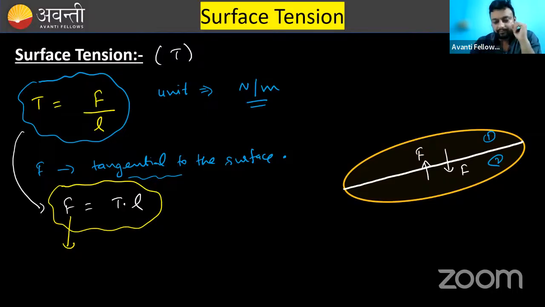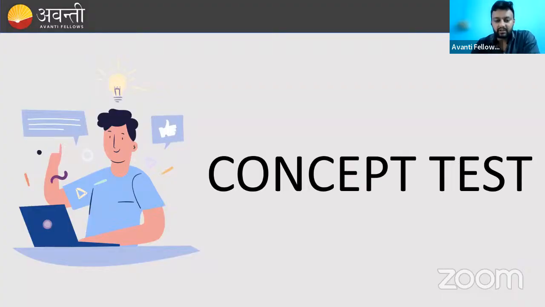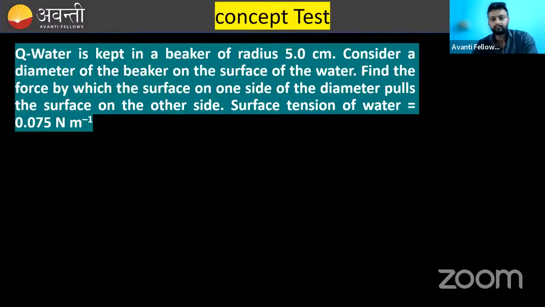Now, moving further. One more thing, it is a scalar quantity, and its unit is Newton per meter. Everything is there. Now, there is a concept test, a very simple question on your screen. You have 1 minute of time. Water is kept in a beaker of radius 5 centimeter. Try to solve it.